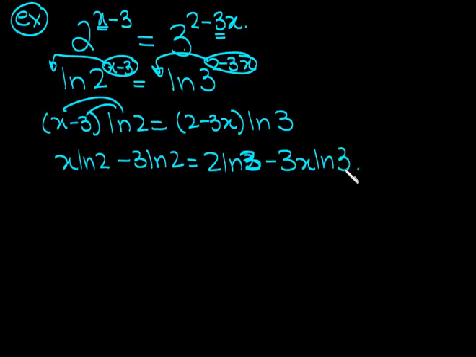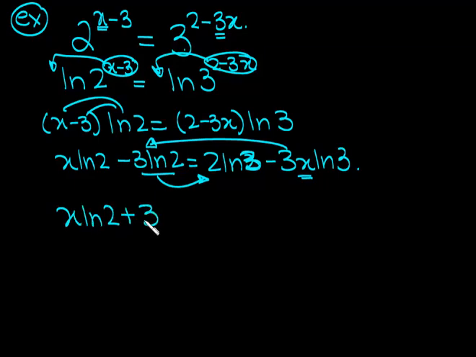So we want to solve for x, so all x terms on one side. I'm going to move this term that has an x in it there, and I'm going to move this number that has no x in it to the right. So I get x ln of 2 plus 3x ln of 3 is equal to 2 ln of 3 plus 3 ln of 2.